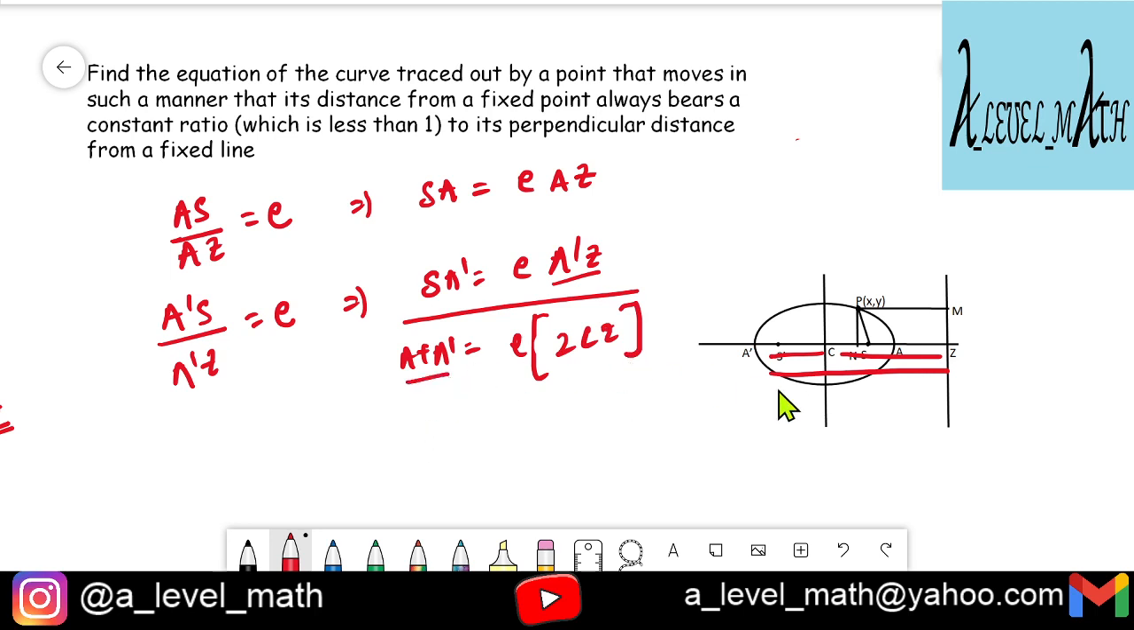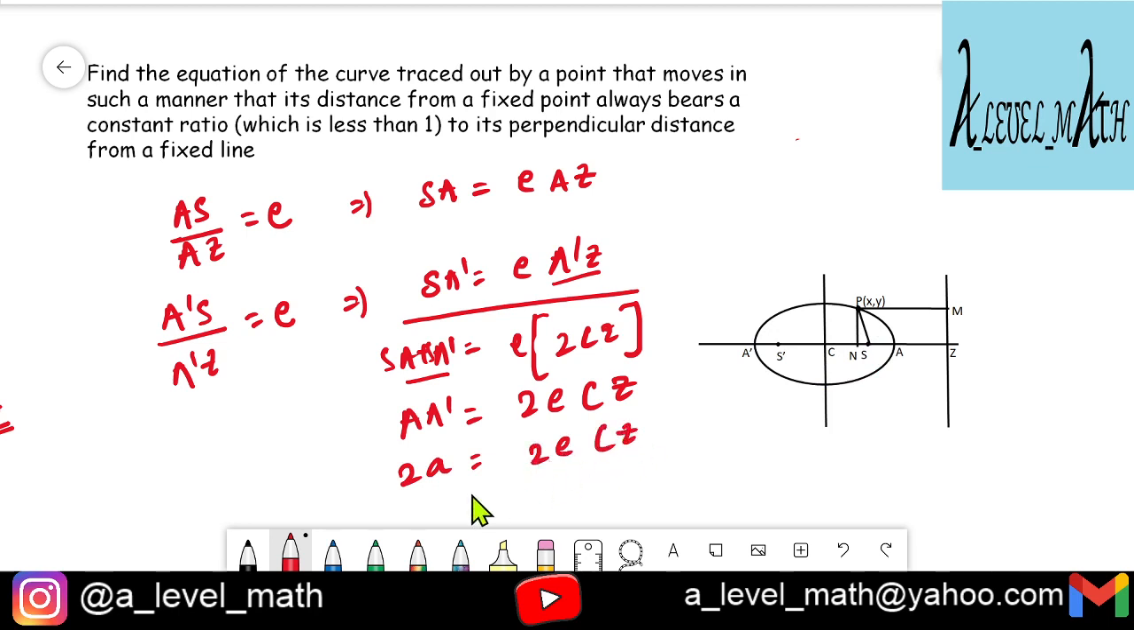And what is the left side? It's SA plus SA dash, which is nothing but AA dash, right? So AA dash is equal to 2E times CZ. And what is AA dash? It is A plus A units, because this distance is A and this distance is A. So A to A dash is 2A units. So I can replace it with 2A and write 2A equals 2E times CZ. So I get CZ is equal to A by E units. Alright, so I have found out this distance CZ.